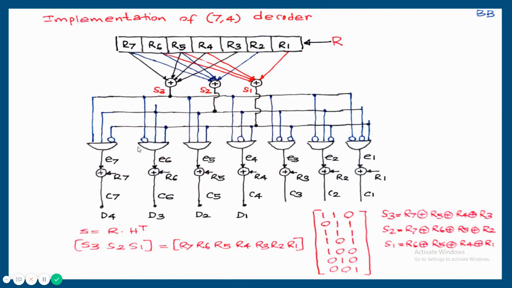Output will be the error pattern. The error pattern is XORed with the received code to get the corrected code. So the 7-bit corrected code is obtained. Out of the 7 bits, the leftmost 4 bits are data bits because it is in I P format. So that is written here, D4, D3, D2, D1.